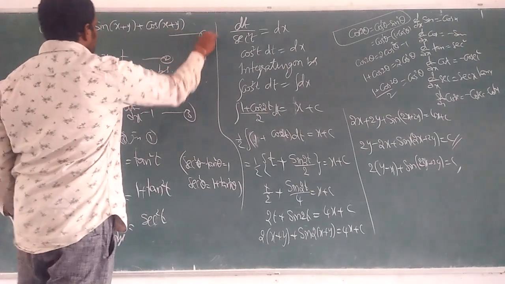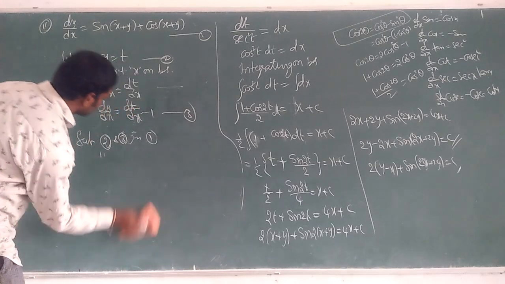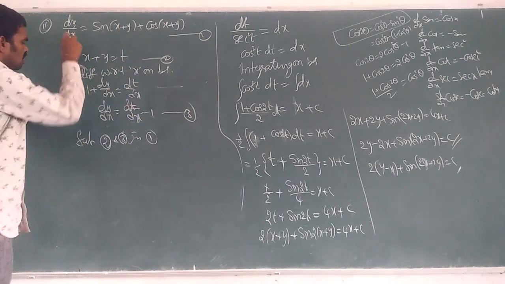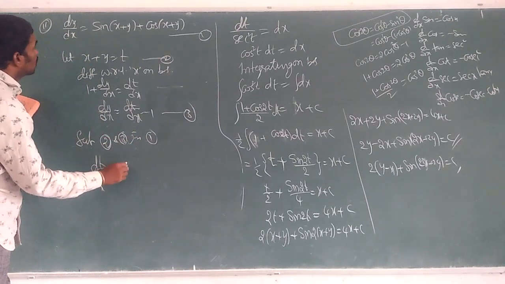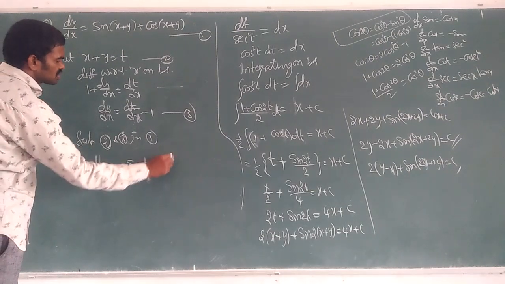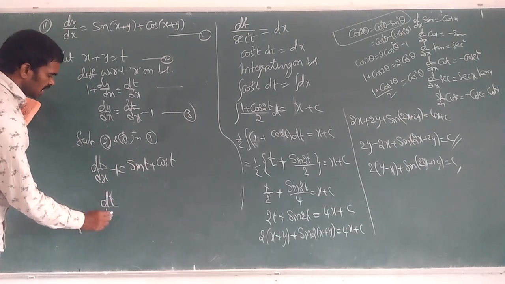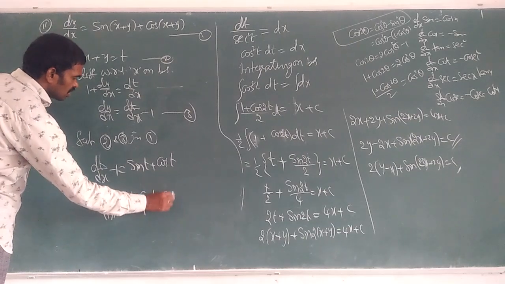So now taking equation 1, same as it is up to here. From here onwards, substitute 2 and 3 in 1. So then this becomes dt by dx minus 1 equal sin of x plus y minus t plus cos of x plus y, means cos t. Minus 1 send right side. dt by dx is equal to 1 plus sin t plus cos t.